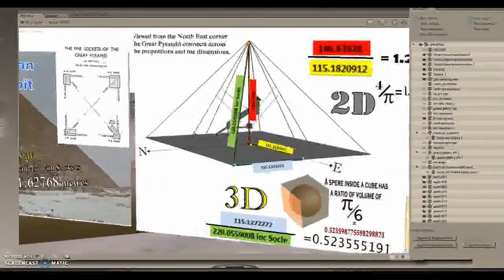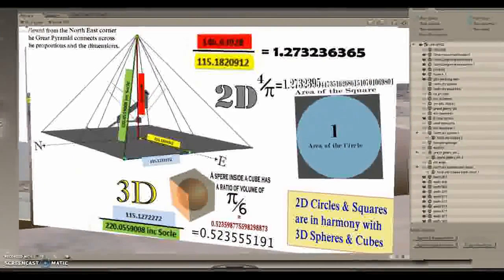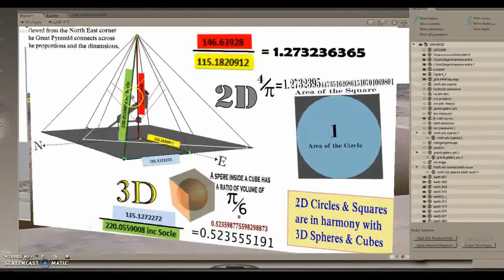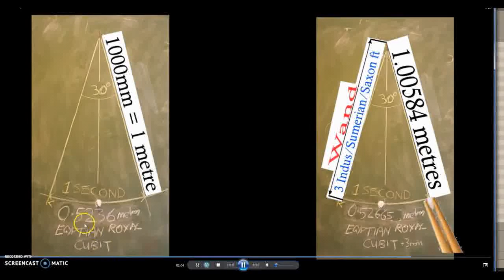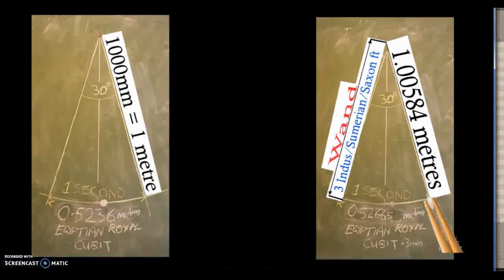However, it also matches up because on that same corner we see 3D and 2D geometry. We see the proportions of a circle inside a square, two-dimensional, and we also get the proportion of a sphere in a cube. Two-dimensional circle in a two-dimensional square, three-dimensional sphere in a three-dimensional cube, and that proportion, of course, also matches the Egyptian royal. Now I've rounded it off to 5.236 meters. It's 5.2399 something something, but it's essentially as good as what you're going to get.